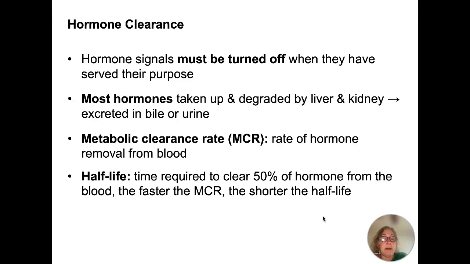The other thing is metabolic clearance rates. This is the rate of hormone removal from the blood, and this is just sort of a measure of how well your endocrine system is working. Also, hormones have half-lives. The time required to clear 50% of the hormone from the blood. The faster the metabolic clearance rate, the shorter the half-life. This is just telling us how long those hormones are in your blood.